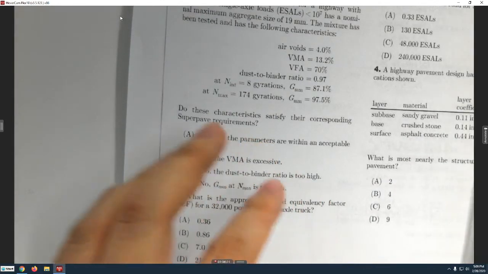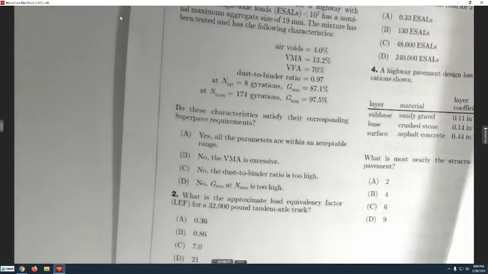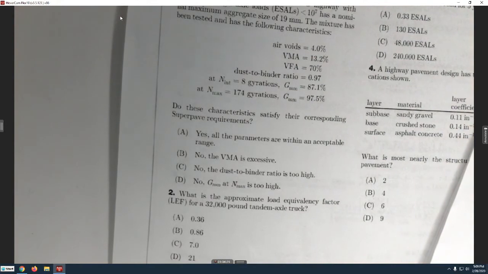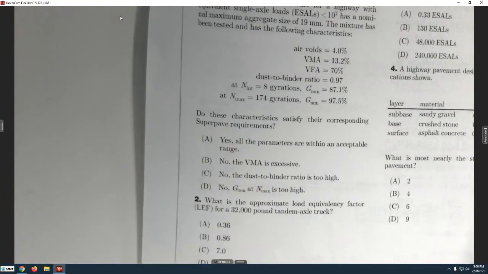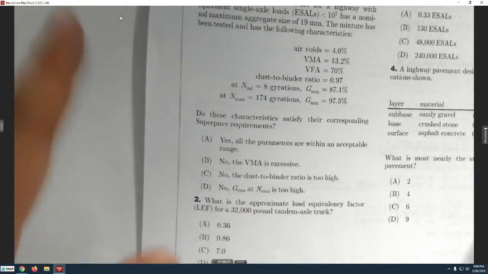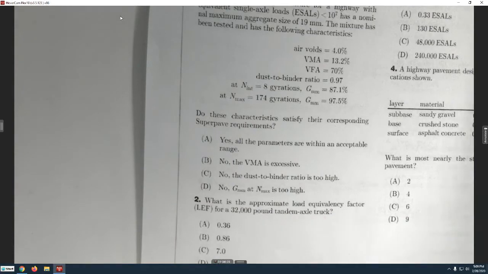Anyway, for this type of question, all you need to do is check these four numbers here and see if they are within the range. This one, the answer is A. All the parameters are within an acceptable range. Again, I haven't seen a question like this in the FE test. It's just overkill, and it doesn't really test much.